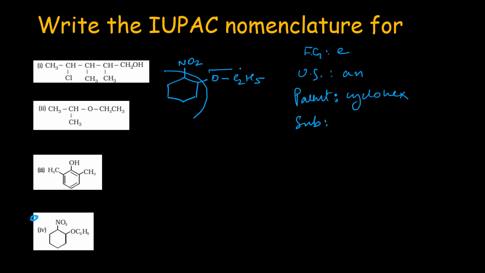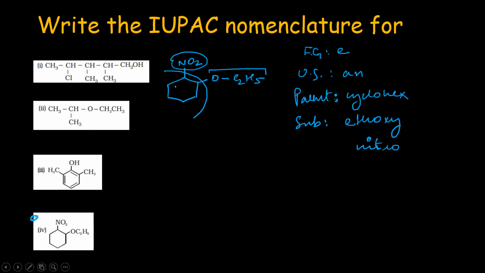So we have this part, what will be its name? Oxygen and then C2H5. Ethoxy. It will be ethoxy, right? Ethoxy. And then this one, NO2, will be what? Nitro. Nitro.